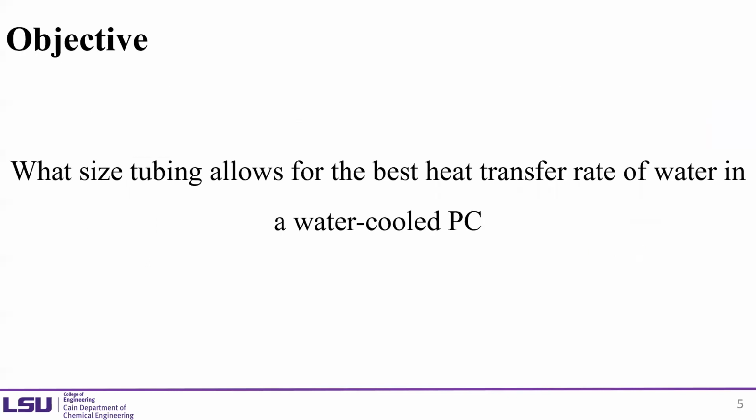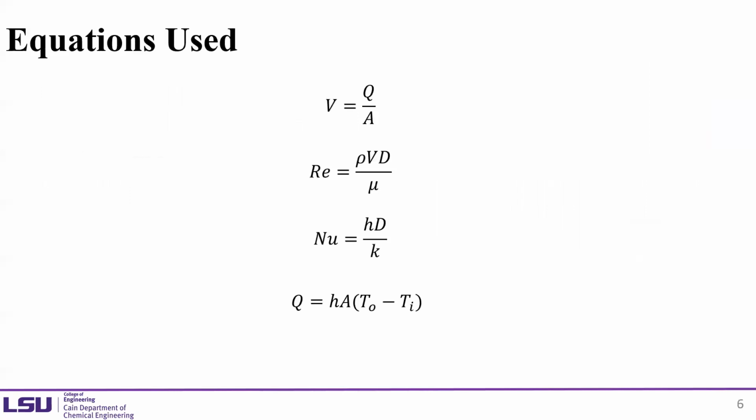So the overall objective of my experimentation was to see what size tubing allows for the best heat transfer rate of the water in the water-cooled PC. So my equations used for this experiment were the velocity equation, which then I used to plug into the Reynolds number. I then found out if the Reynolds number was laminar or turbulent, and then I used the relationship with the Nusselt number to solve for the H. And then I plugged that H value into the rate of heat transfer equation, as you can see on the bottom.